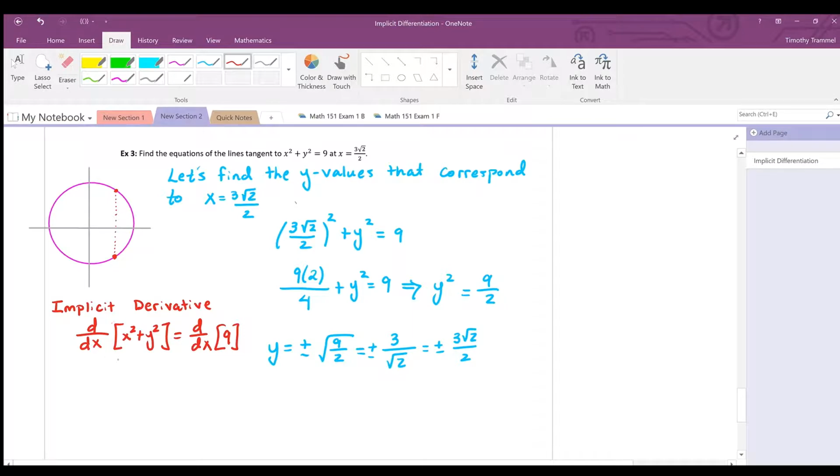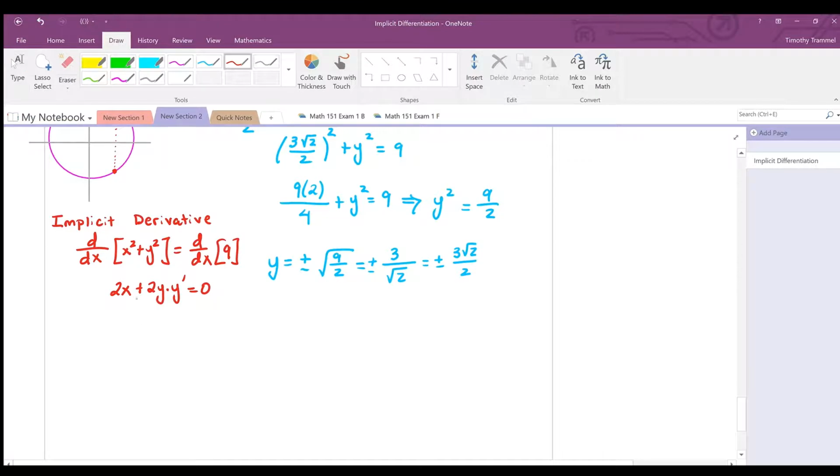If we do that, the derivative with respect to x of x squared is 2x. The derivative with respect to x of y squared should be 2y times y prime. And the derivative with respect to x of 9 is 0. We can go another step further. We can divide each side by 2, and that's going to leave us with x plus y times y prime is equal to 0. And one last step on the derivative, y prime is equal to minus x divided by y.